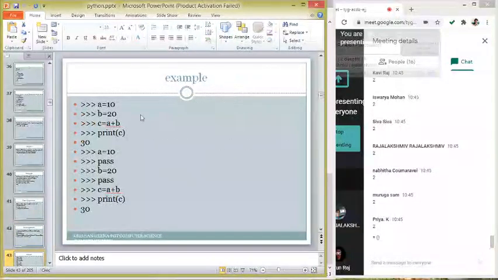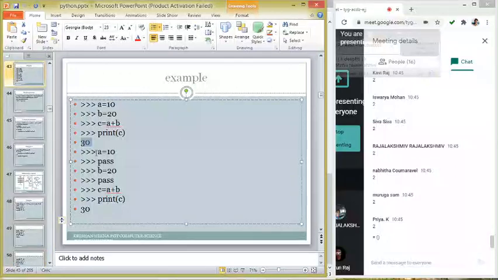Next, see this example. A is equal to 10, B is equal to 20, C is equal to A plus B, print C, 30 will come. At the same time, if we write A is equal to 10, pass, B is equal to 20, pass, print C, the answer is still 30. These pass lines got ignored by the Python program because they are empty statements. I hope it is clear to everyone.